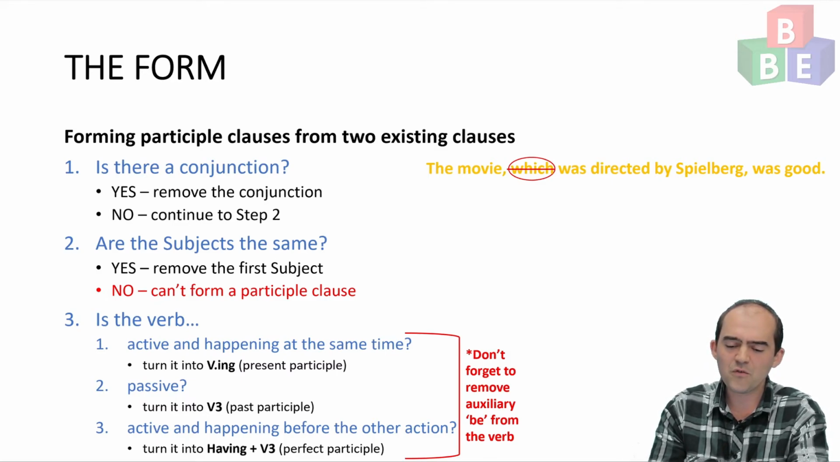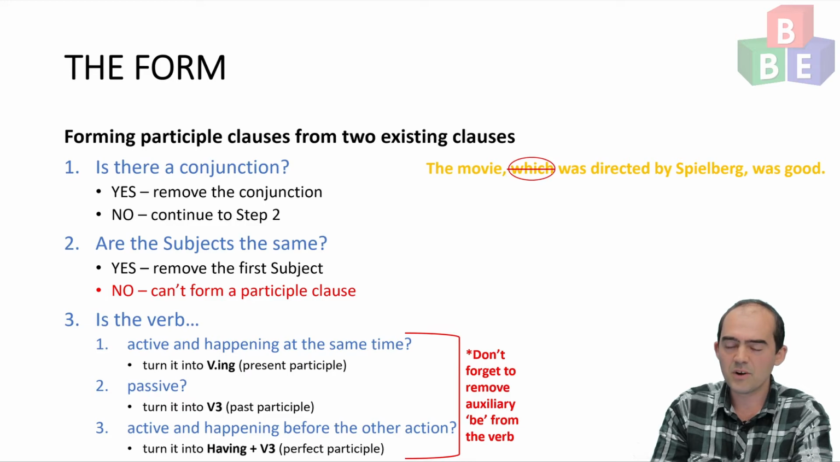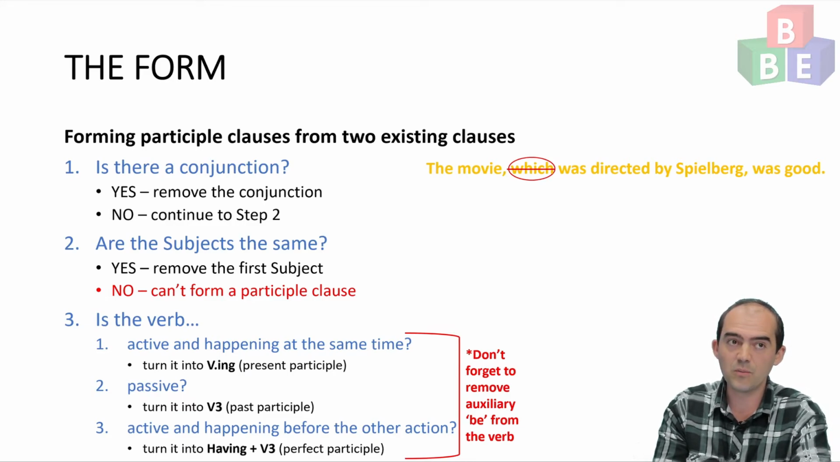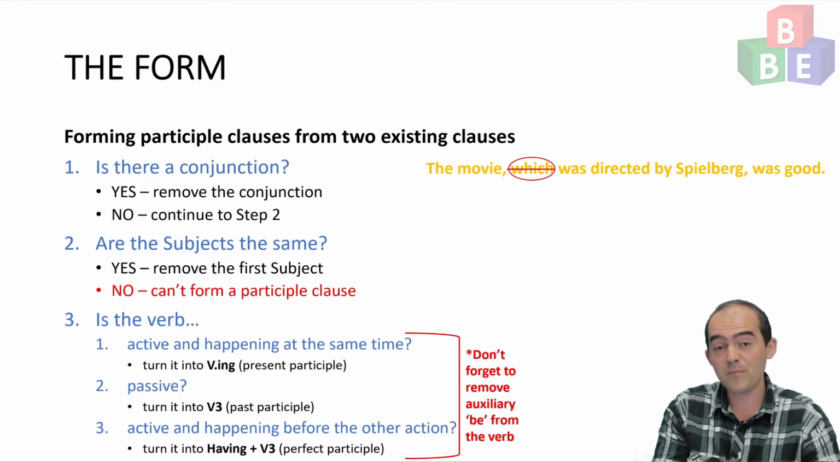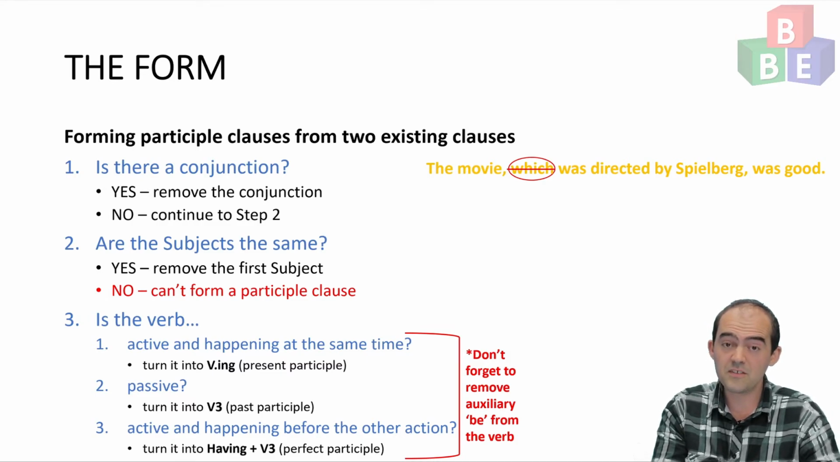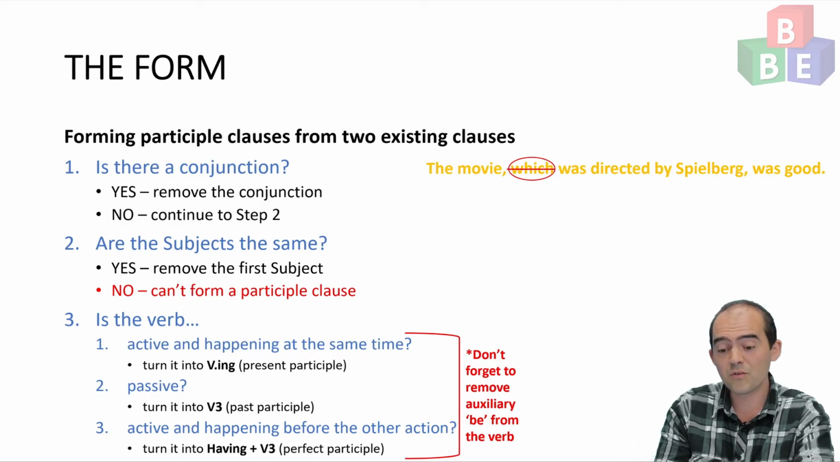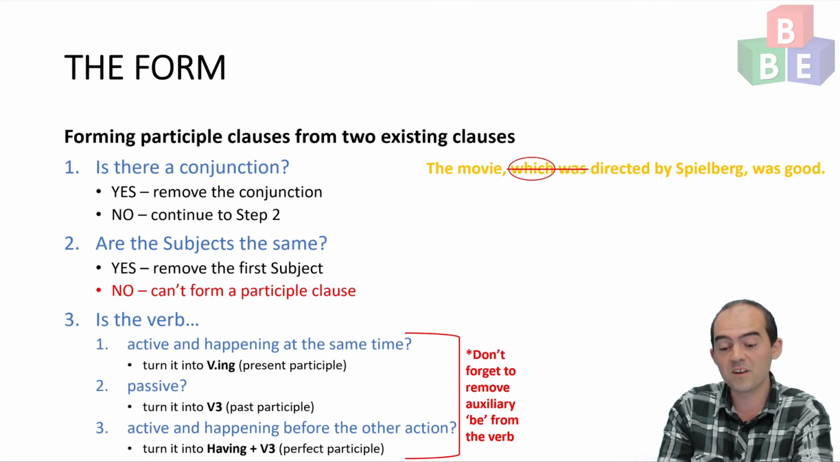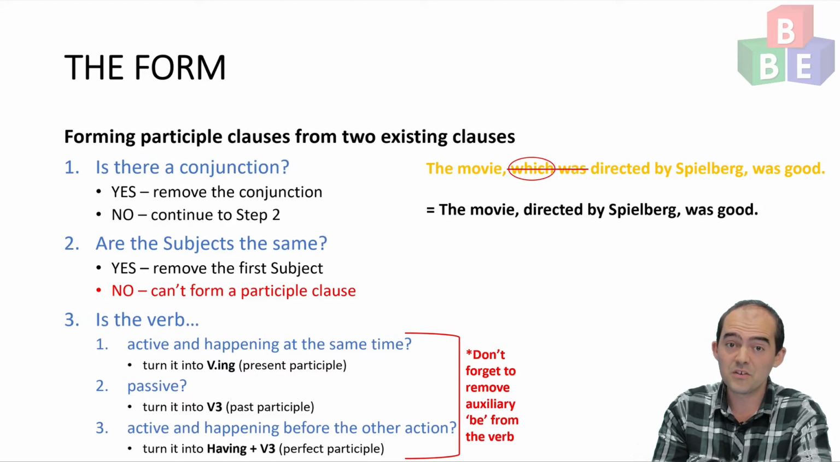Now, what is the verb doing in the participle clause? Which was directed by Spielberg. So we have an auxiliary be and a verb 3 directed, then a by plus agent. This is passive, so this is going to be a passive participle clause. All I need to do now is remove the be, and I have my adjectival participle clause or my reduced relative clause. The movie, directed by Spielberg, was good.